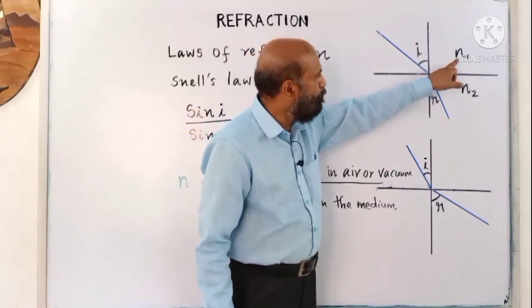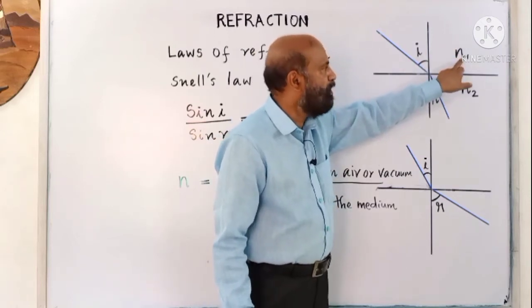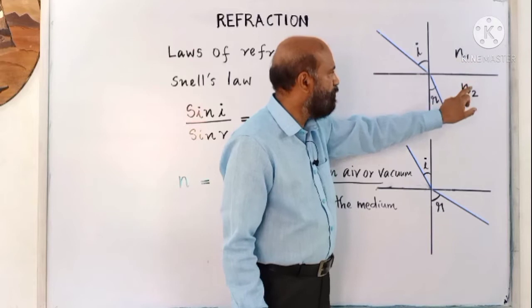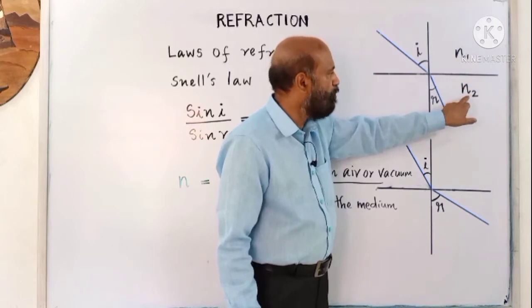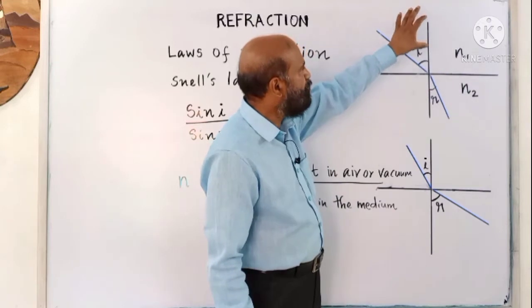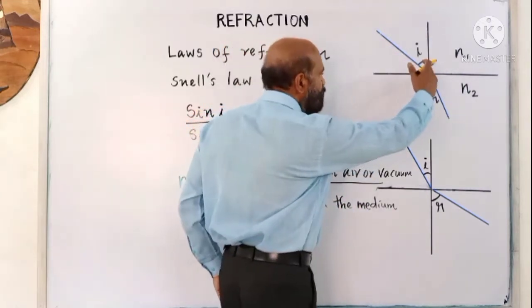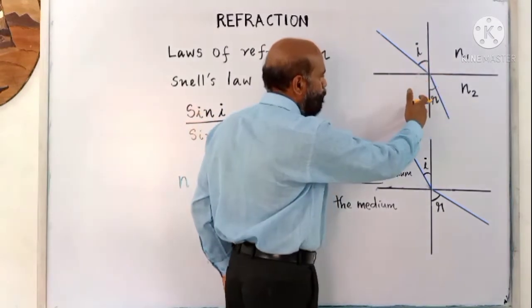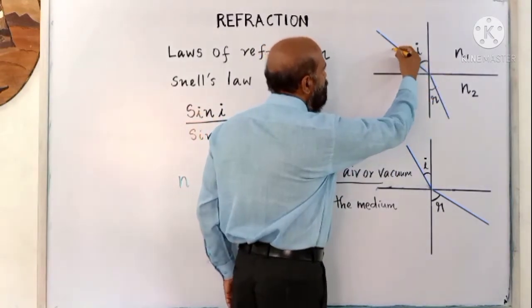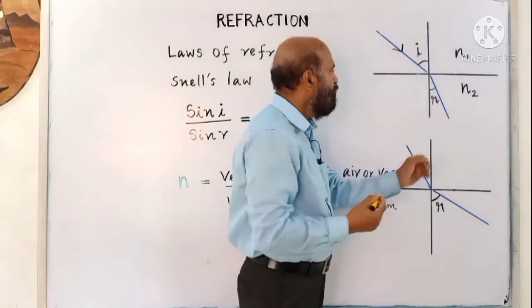Here light is traveling from a medium whose refractive index is n1 to a medium with a refractive index n2. So here light is traveling from a rarer medium to a denser medium. So there is a bending towards the normal. This is the incident ray. This is the refracted ray.